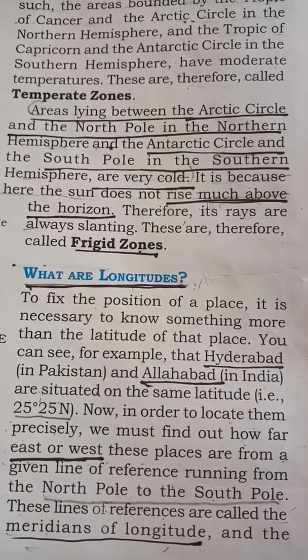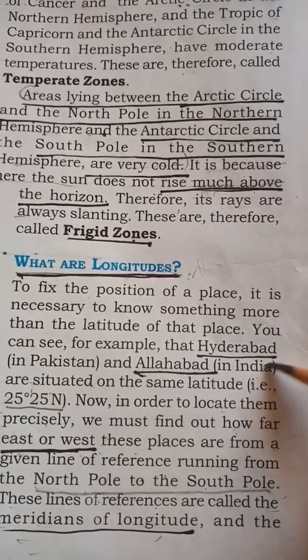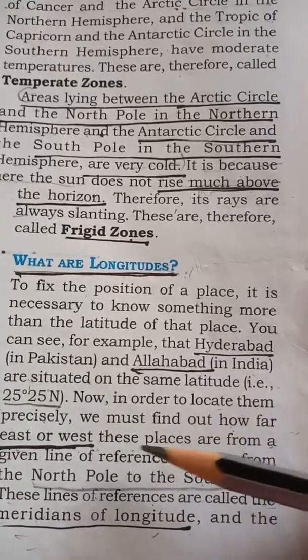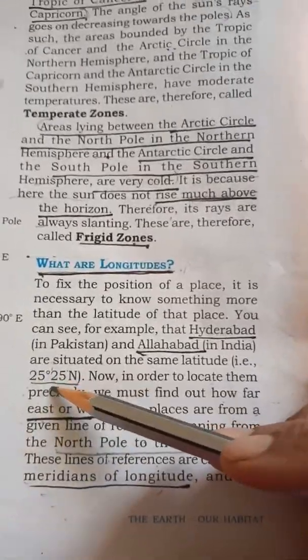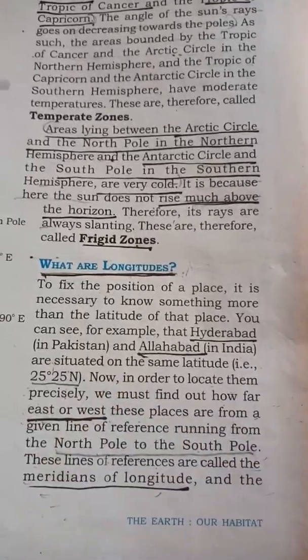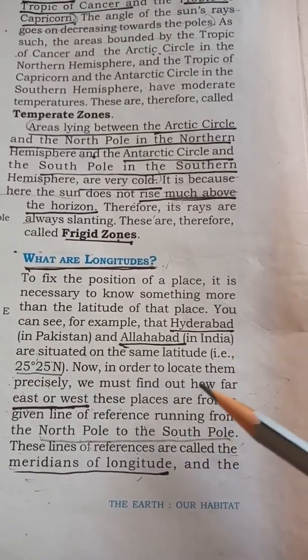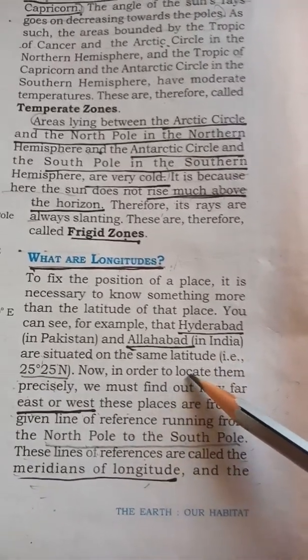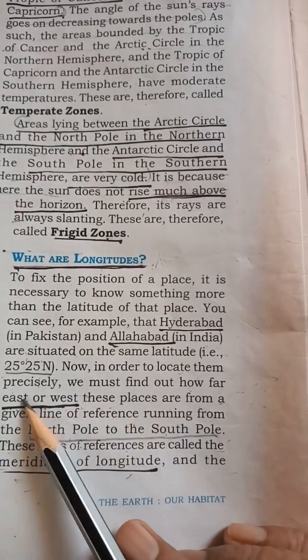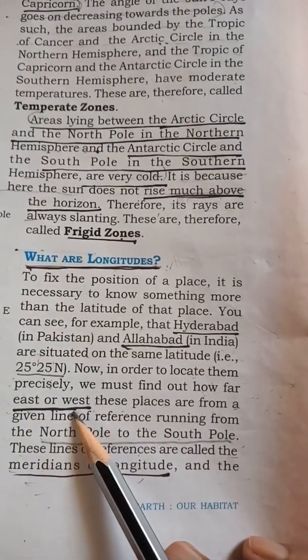For example, just see Hyderabad in Pakistan and Allahabad in India. They both are located on 25 degree 25 north. Now it is very difficult to search the place unless we know how far it is towards the east and towards the west.